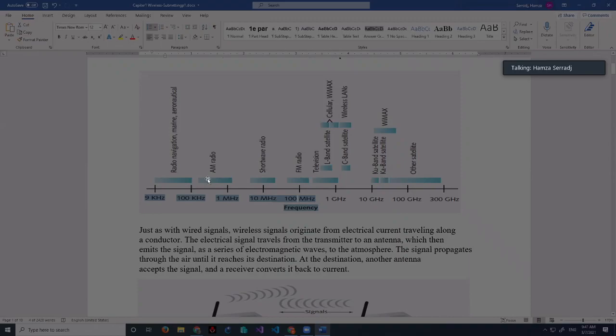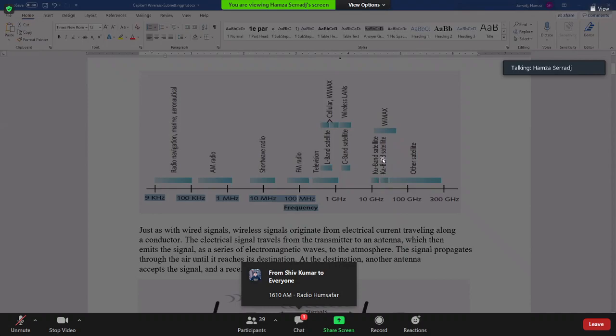There's a lot of channels and you are just choosing from one to another, going from 100 kilohertz to 1 megahertz, right? Shortwave radios, FM radios, television, all the television band here, L band satellite, C band satellite, cellular and WiMAX, they are here also somewhere, right? GSM and WiMAX right here. And you have the Ku and Ka band satellite of WiMAX also, and other satellites for science and military purposes and those stuff, right? They are all over 100 gigahertz till 300 gigahertz.